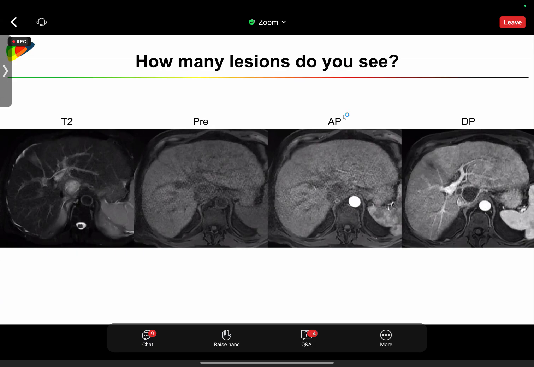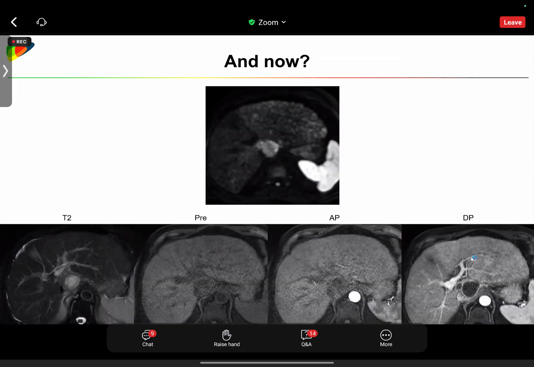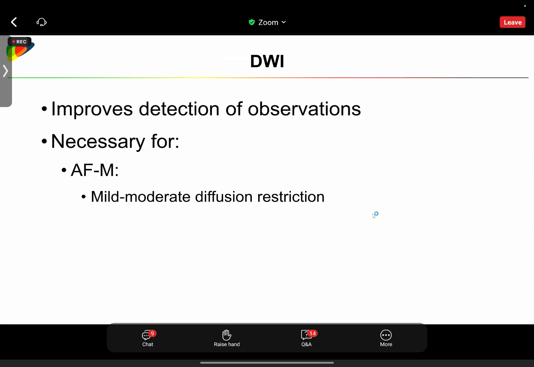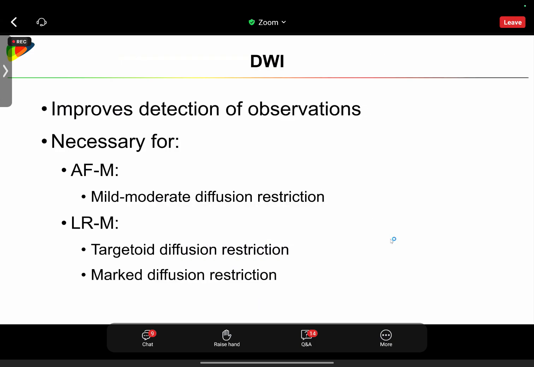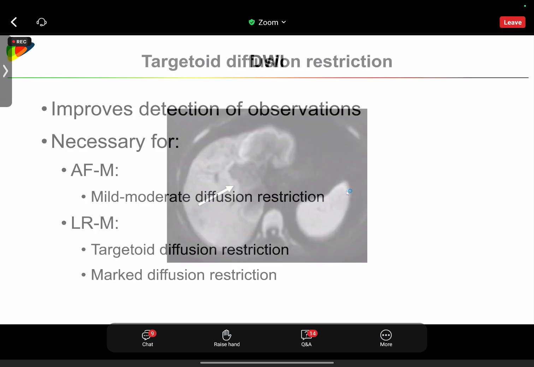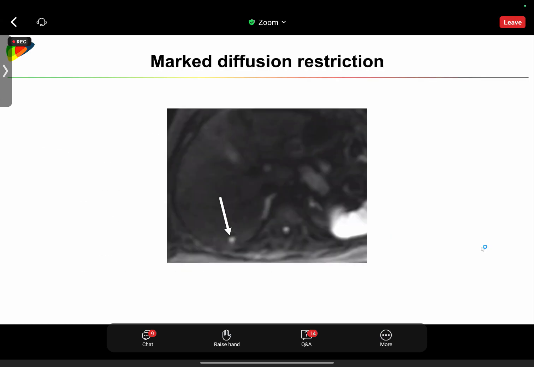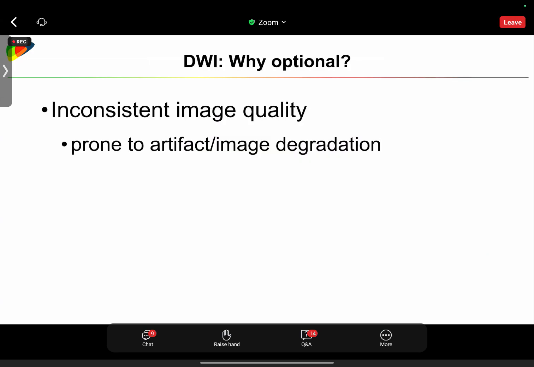But how about now? So diffusion, you can see that the entire left lobe is studded with intrahepatic metastasis, which, now knowing that, you can kind of sort of see that the portal venous phase is very heterogeneous. So this really helps us assess the extent of disease. DWI allows us to assess for mild to moderate diffusion restriction, as you can see here. And then we have targetoid and marked diffusion restriction, which are targetoid LR-M and non-targetoid LR-M features, respectively, as you can see illustrated here. So DWI really is helpful, but why is it optional?